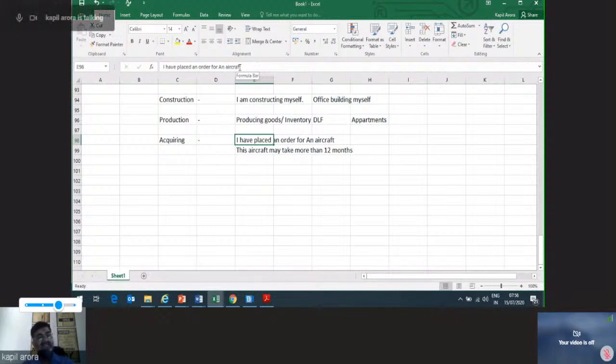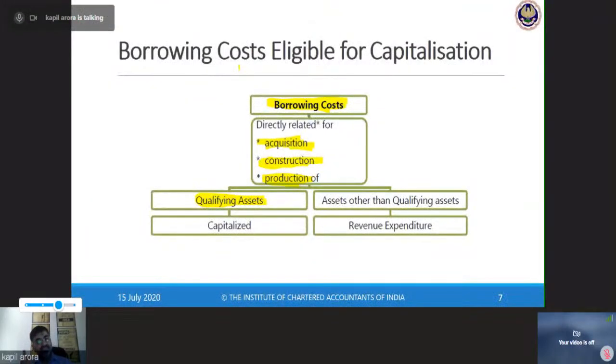So software development, yes, development of the software will also be considered here. Any of these activities, whether acquiring, constructing or producing, if it is related to a qualifying asset, it will be capitalized. But if it is not related to a qualifying asset, that will not be capitalized, that will be taken to the profit and loss account as a revenue expenditure. We will charge it off to the profit and loss account. I hope this is okay with everyone, right? This is something which we have discussed, right?